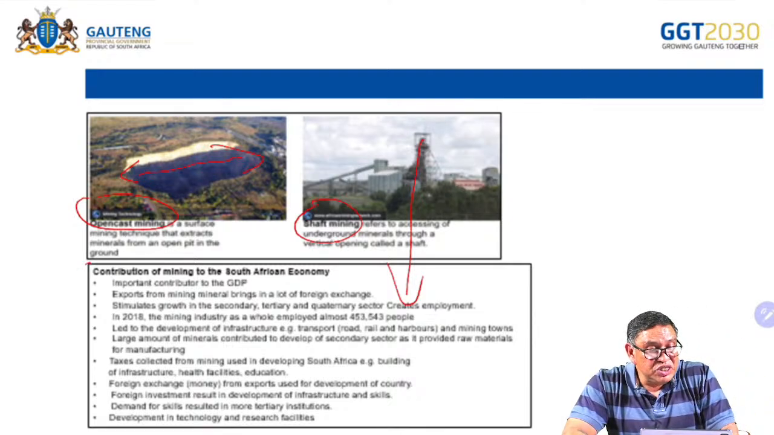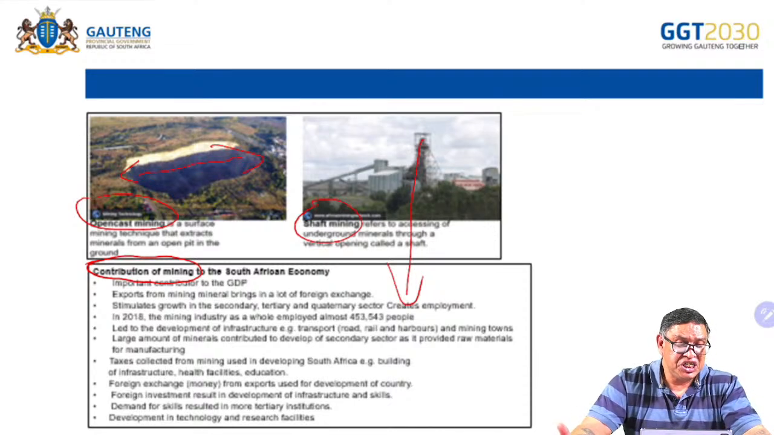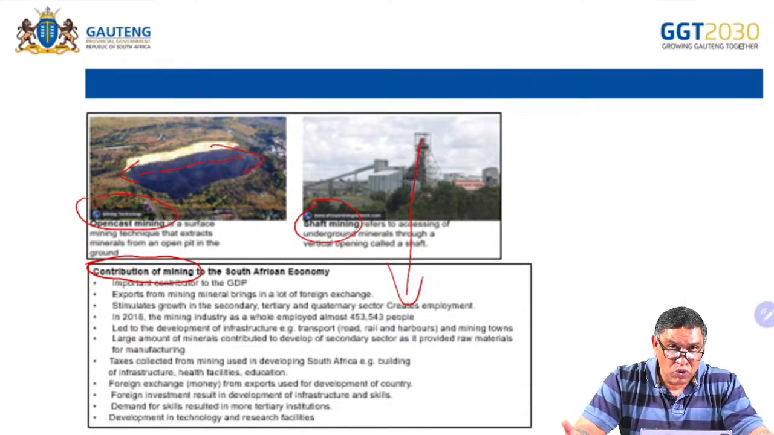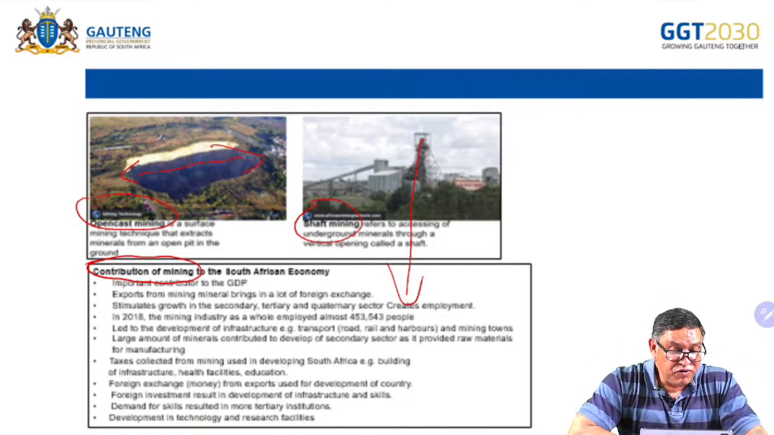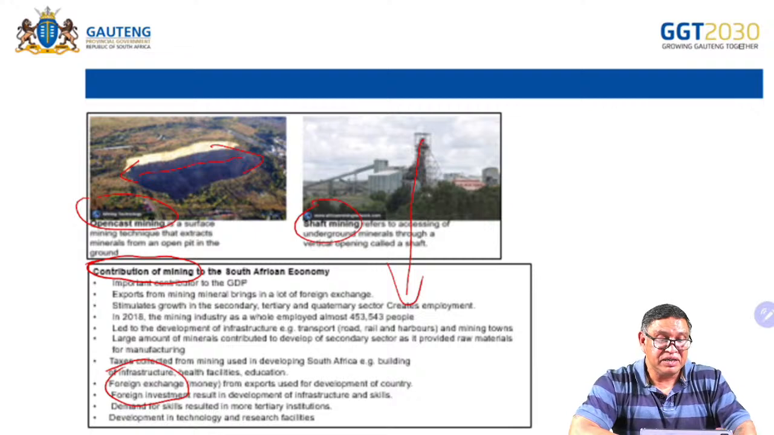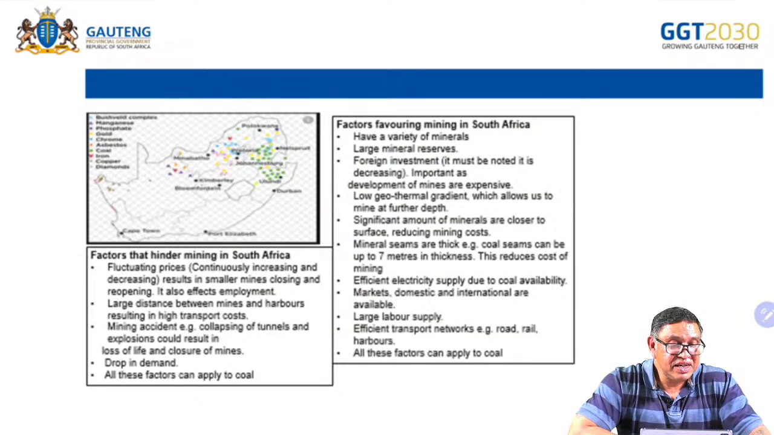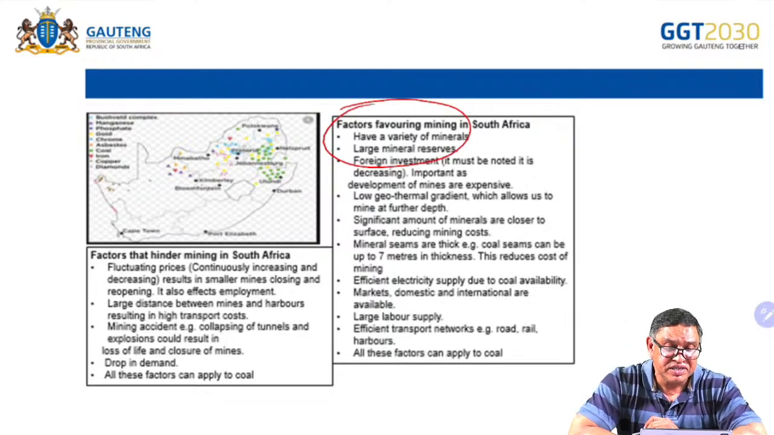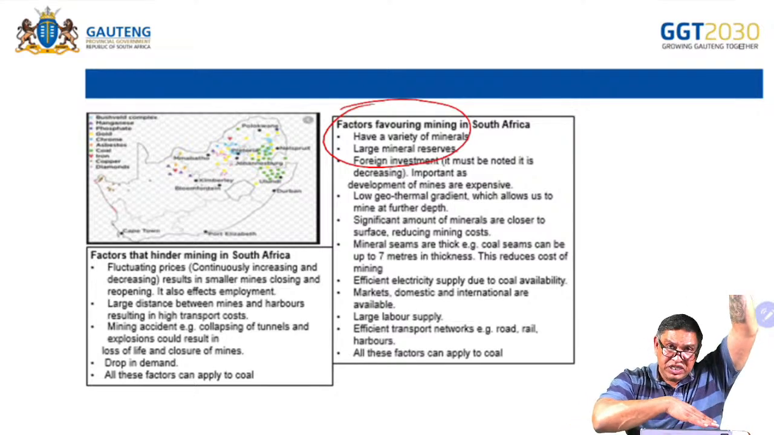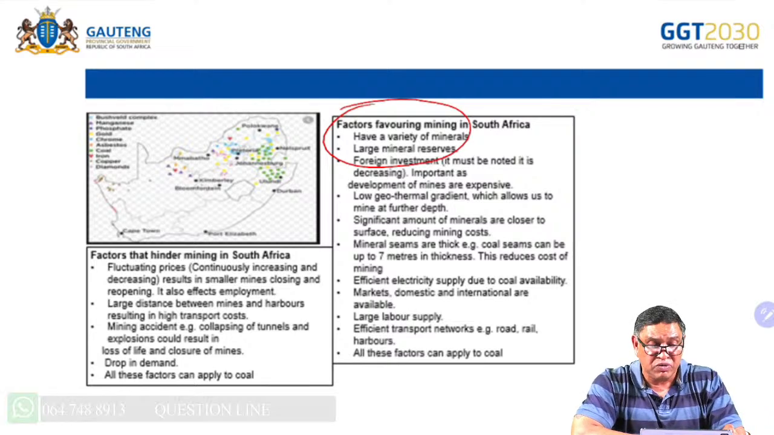And of course, you need to know your contribution of mining, how it contributes to the GDP, how it stimulates growth in the secondary sector for manufacturing, etc. Foreign exchange, when it's sold, it brings in money. All right, just highlighting some aspects. And then, of course, factors favoring is the variety of minerals, foreign investment. We have thick seams, so it's easier to mine a lot. Good transport networks to transport our stuff.